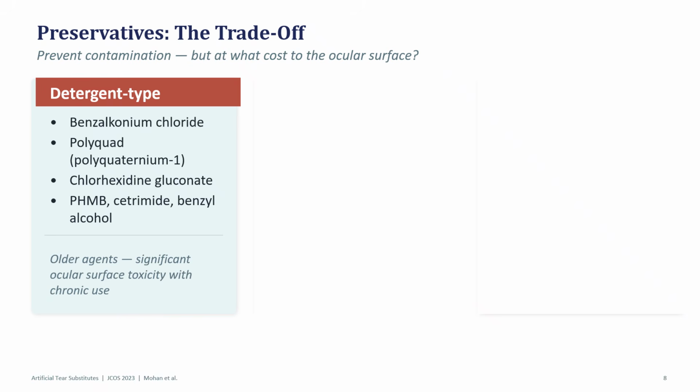Now, the preservatives, as I told you, are the trade-off. You need to prevent contamination, but at what cost? Is it to the ocular surface? So there are three types of preservatives. Usually the older ones are the detergent type, which are benzalkonium chloride, polyquad, chlorhexidine gluconate, PHMB, cetrimide and benzyl alcohol. Significant ocular surface toxicity can occur with chronic use. This is very important. You have to remember this.